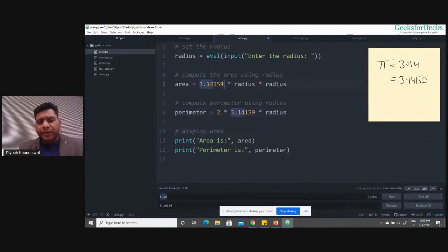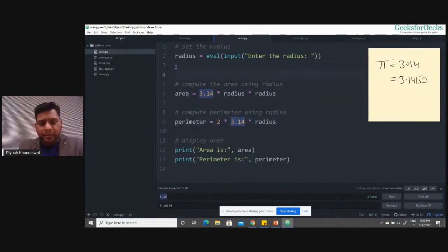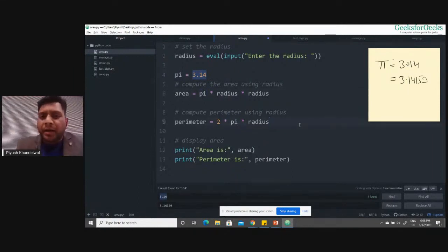So if you were using, suppose, this value 3.14, what I can do is instead of using this value, I can use a label for this value. So I create a new label, which is pi, and assign it the value 3.14. Now, instead of using the value, I will be using this label. If I'm using the value of pi at 100 places, I will be using this label.